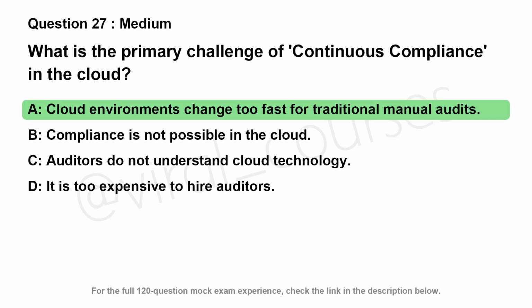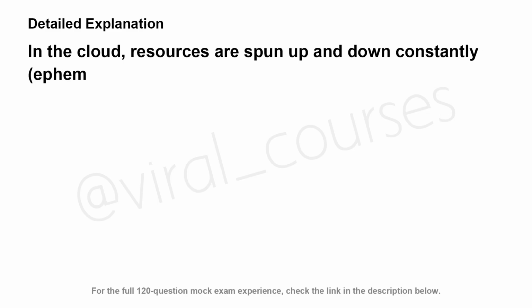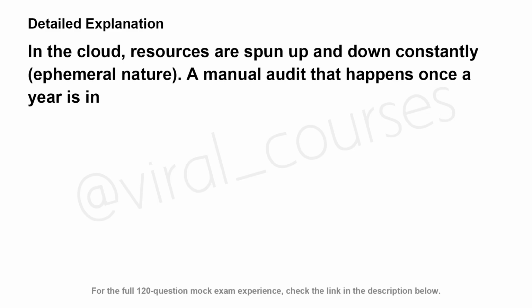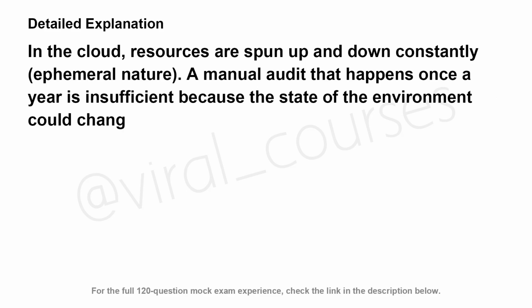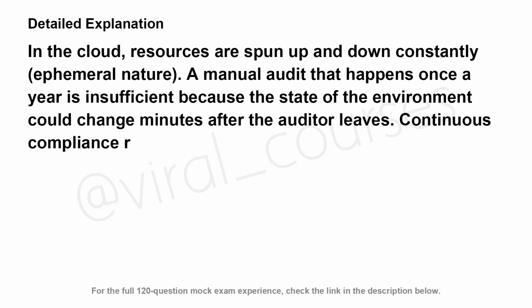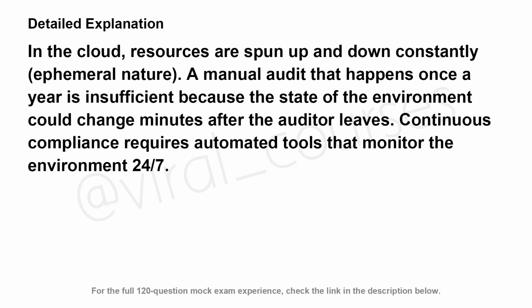The correct answer is A. In the cloud, resources are spun up and down constantly. Ephemeral nature. A manual audit that happens once a year is insufficient because the state of the environment could change minutes after the auditor leaves. Continuous compliance requires automated tools that monitor the environment 24/7.